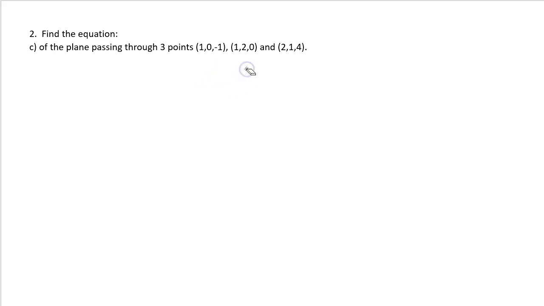Another method is to use the following formula for generic plane equations. Just like we have point-slope form for 2-dimensional line equations, the 3-dimensional equation is something similar, which is a(x minus x naught) plus b(y minus y naught) plus c(z minus z naught) equals 0, where x naught, y naught, z naught is the point it passes through, and a, b, c is the normal vector.